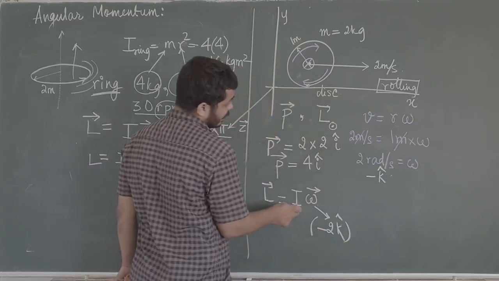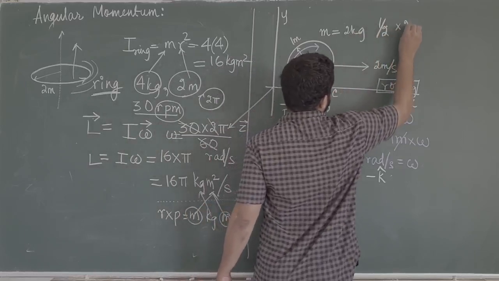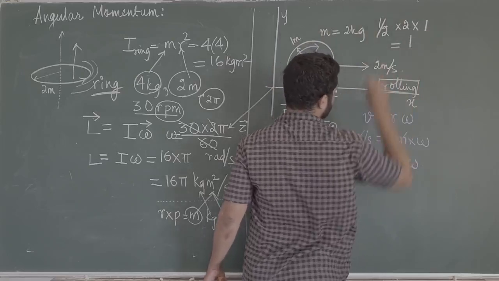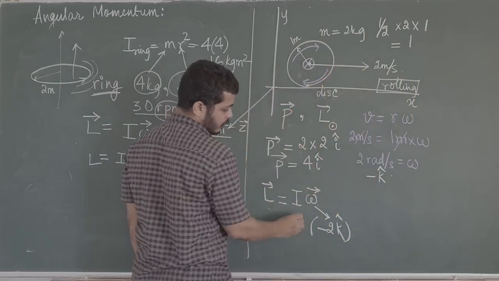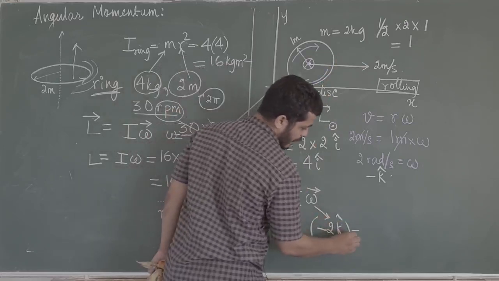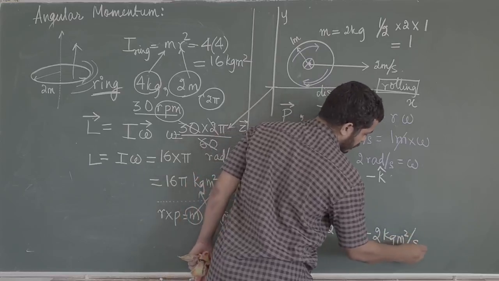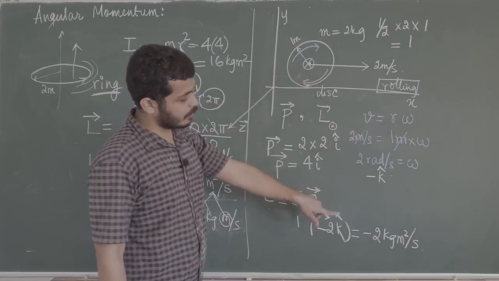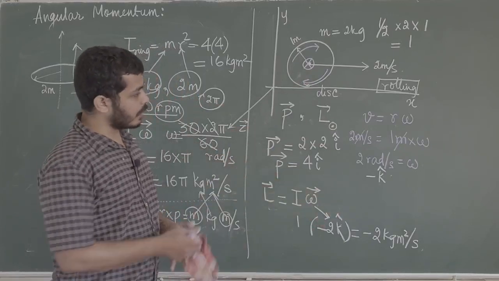What is the value of I? This is a disc. So you would write half into m r square. So r is equal to 1. So the value of I is simply 1 kg meter square, I'm sorry. So the value of I is simply 1. Just put 1 over here. Kg meter square multiplied by per second. So the total angular momentum is equal to minus 2. So if you want to write the units, kg meter square per second. The angular momentum of the wheel about its center is minus 2 kg meter square per second. How can this problem be asked in a more advanced way?